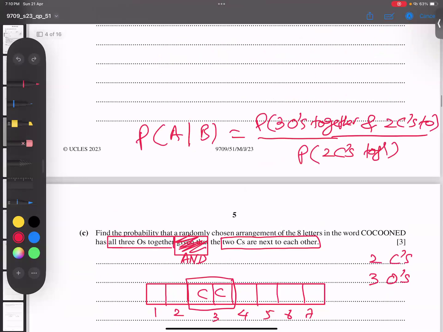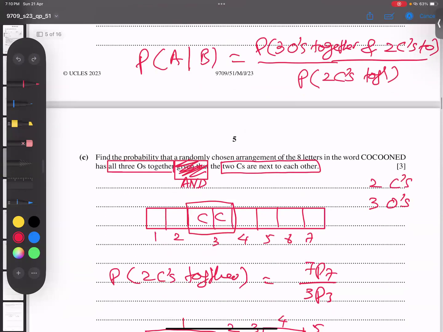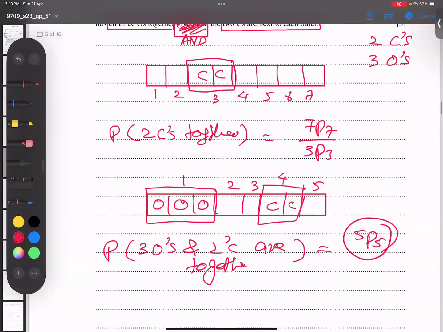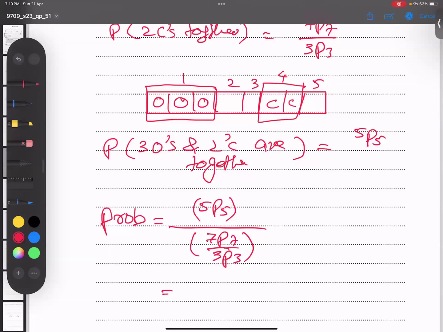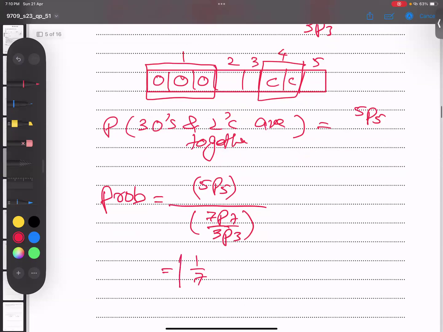So now we just plug in the numbers. This value comes from here and goes in the denominator, and this goes in the numerator. So now I'm writing the probability. Conditional probability, you know it very well. So 5P5 goes in the numerator, divided by 7P7 divided by 3P3 in the denominator. And if I type this in the calculator, I get 1/7. In fraction form, 1/7. So I believe the point is very, very clear.